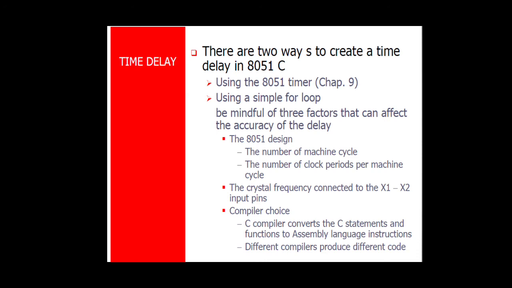So while creating a time delay using a for loop, we must be mindful of three factors. First one is the 8051 design, that is the number of clock periods per machine cycle. So we know the number of clock periods is going to vary for every member of the 8051 family. Then the second factor is the crystal frequency connected to the X1 and X2 input pins. Third one is the compiler choice.